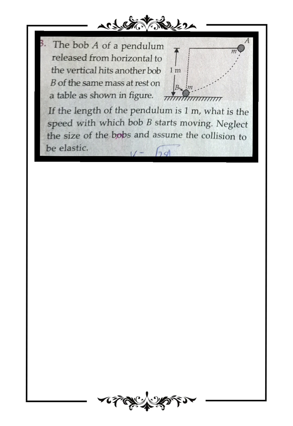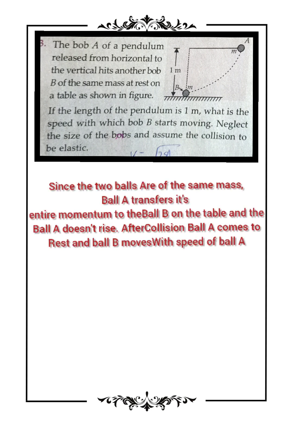The bob A of a pendulum released from horizontal to the vertical hits another bob B of the same mass at rest on the table as shown in the figure. If the length of the pendulum is 1 meter, what is the speed with which the bob starts moving? Neglect the size of the bob and assume the collision to be elastic.